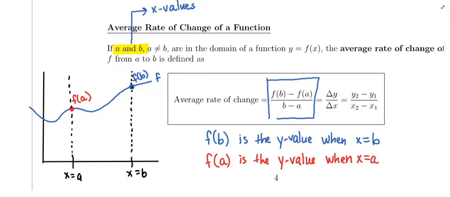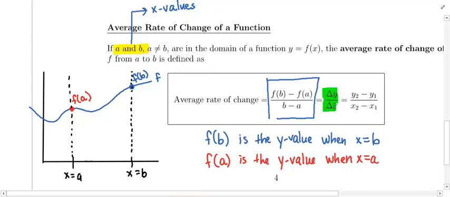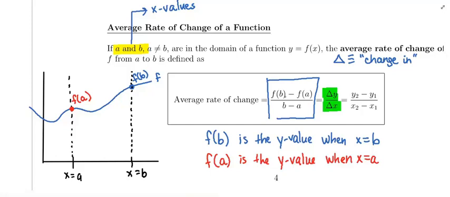So that's going to bring us to the second representation of this formula. You see that little triangle? It's the Greek letter delta, and what it means is change in. That's how you read it. So another way to think of average rate of change of a function is the change in y over the change in x. The reason you can think of it that way is because in the numerator, you're subtracting your y values, so you're determining the change in y. And in the denominator, you're subtracting your x values, so you're computing the change in the x values.